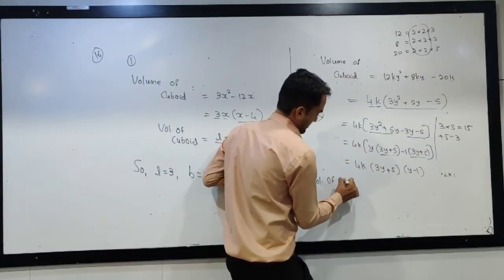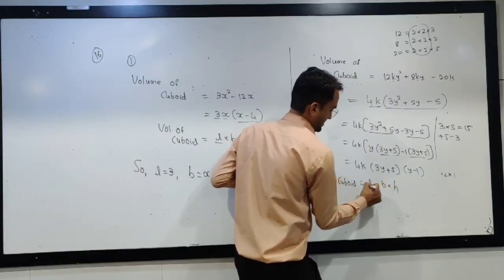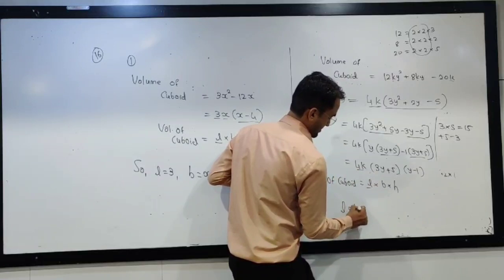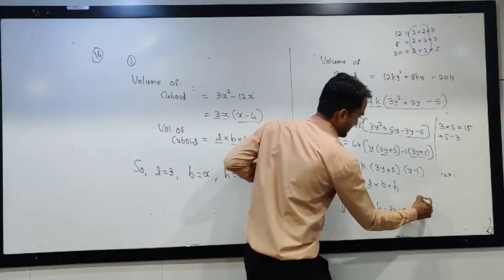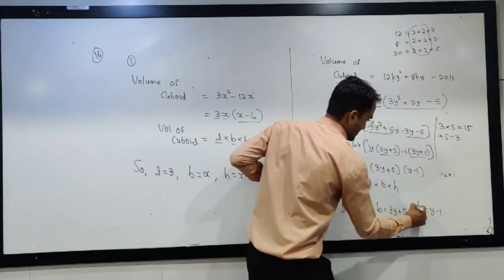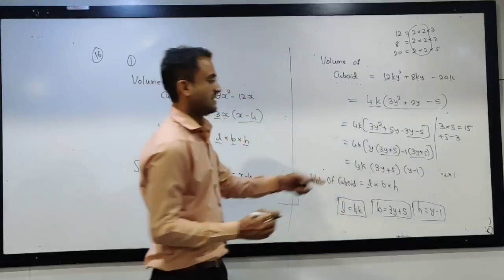Volume of cuboid is equal to L into B into H. This one is your L. This one is your B. This one is your H. So this way you can find L, B and H.